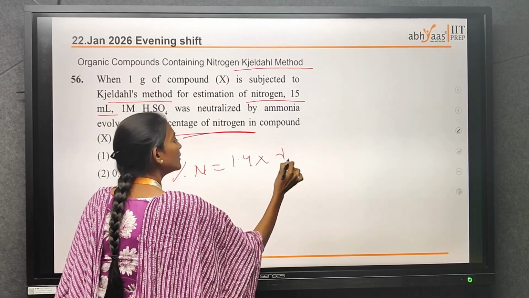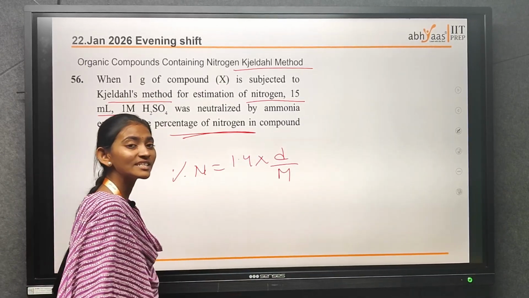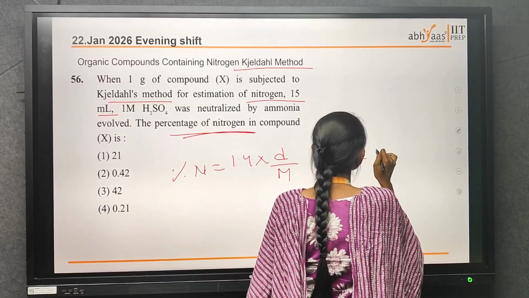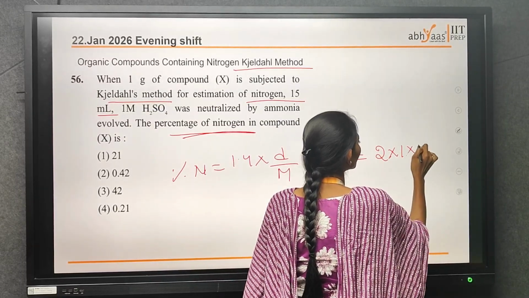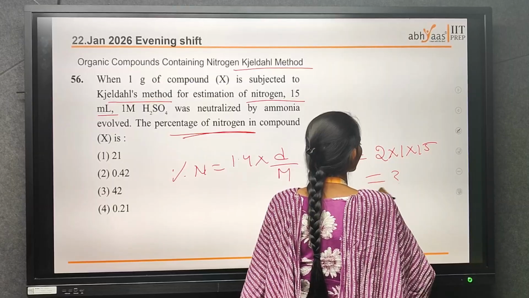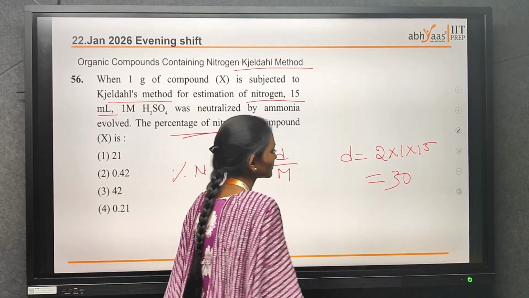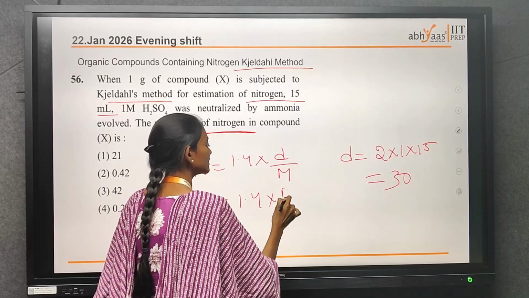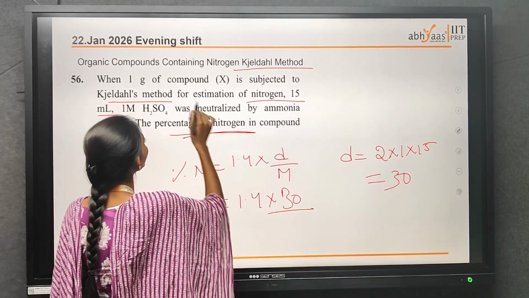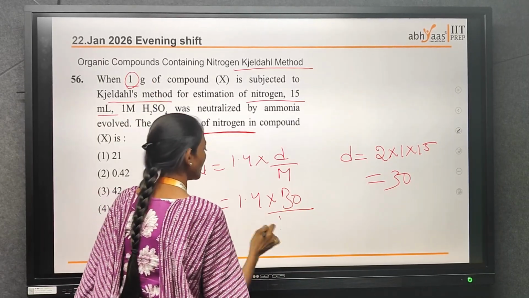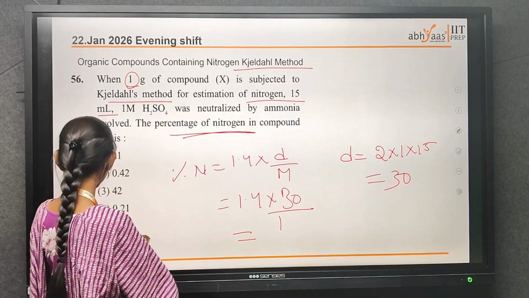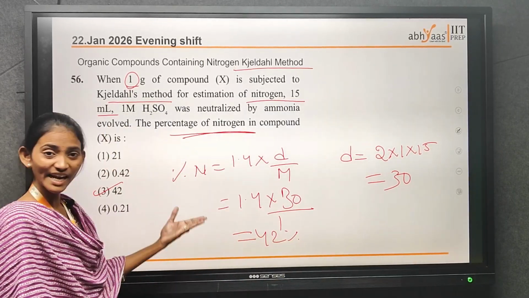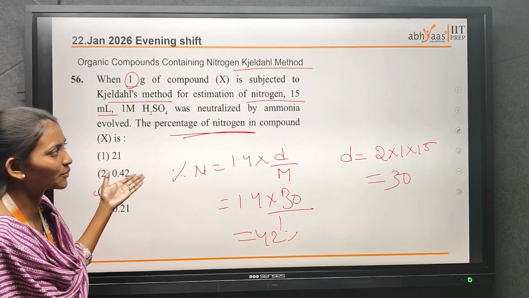1.4 into N by M. What does density mean? Mass by volume. So therefore they have given 2 into 1 into 15. How much are you getting here? Approximately 30, right? Yes. So upon doing the calculation, 1 by 30 by weight, they have given only 1 gram. Upon doing this, you will get what, Nana? Approximately 42%. The answer will be 42. So not that lengthy a question, a very easy one.